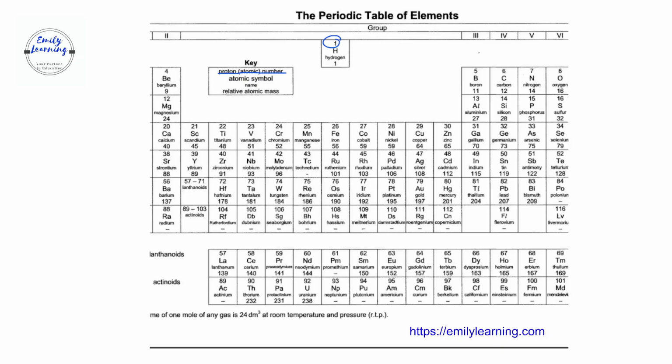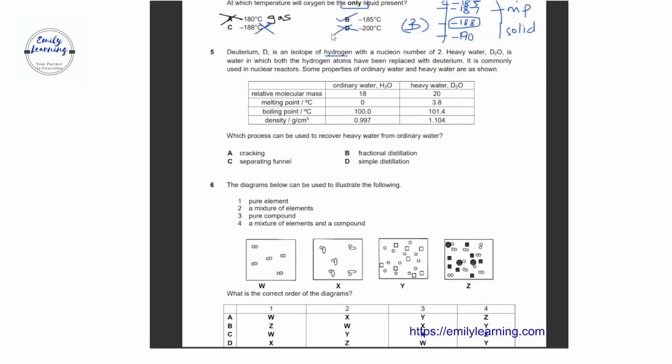So we know that hydrogen has one proton. So deuterium, which is also an isotope of hydrogen, will have 1 proton. Since it has a nucleon number of 2, and nucleon number refers to the number of neutrons plus protons, we know that it also has 1 neutron, so that the number of protons plus neutrons is equal to 2. Next, heavy water D2O is water in which both the hydrogen atoms have been replaced with deuterium.